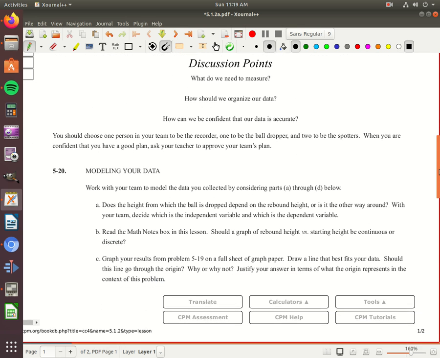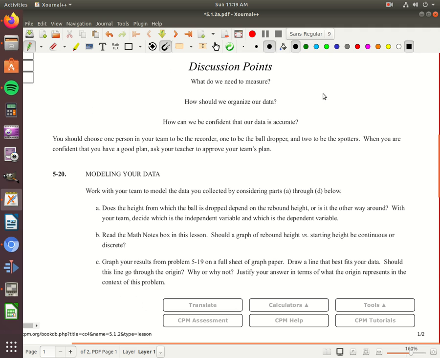It doesn't really matter, but let's pretend that we did a ball that had a rebound ratio of 0.5. As a matter of fact, I do have a little rubber ball that I bought at the dollar store, and if my memory serves me right, the rebound ratio is very close to 0.5. Work with your team to model the data you collected by considering parts A through D below.